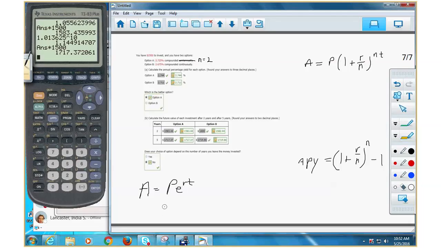So P is 1500 e to the 0.02675. Y'all check me. And these are accurate. That's about how much the banks are paying for you to save your money. It used to be like 8 and 9%.